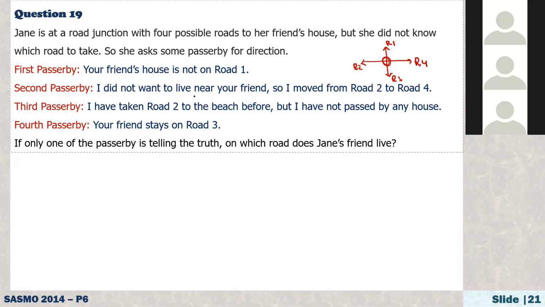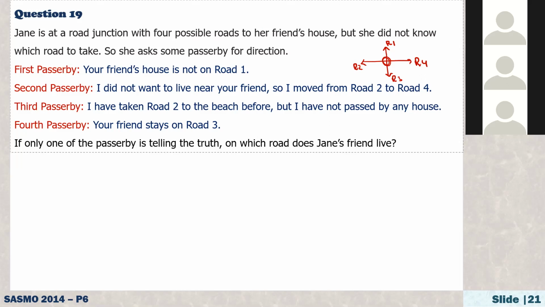And the second one, actually, he didn't understand, and he sees another passerby and asks, "Do you know where my friend's address is?" And he says, "I did not want to live near your friend, so I moved from road 2 to road 4." And in a similar way, the third passerby says, "I have taken road 2 to the beach before, but I have not passed by any house," which means he's implying that your friend's house is not on road 2. The fourth passerby says, "Your friend stays on road 3."